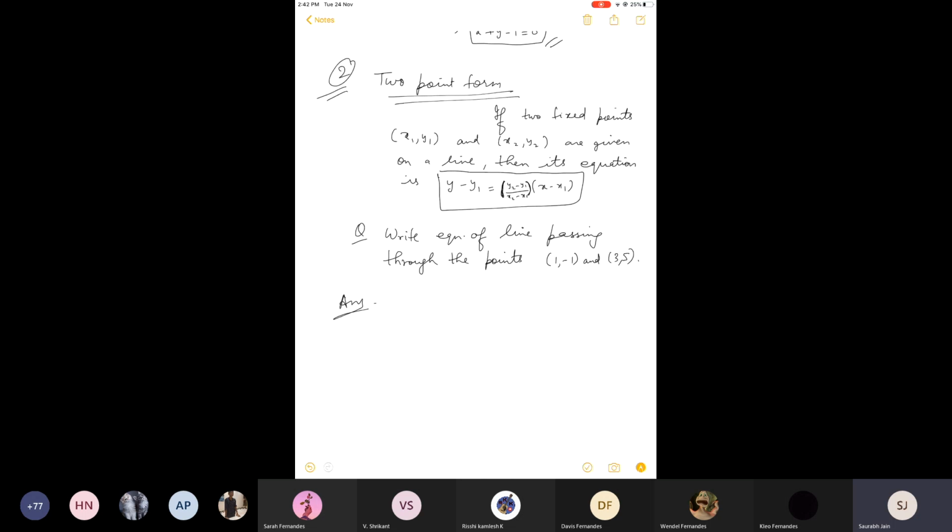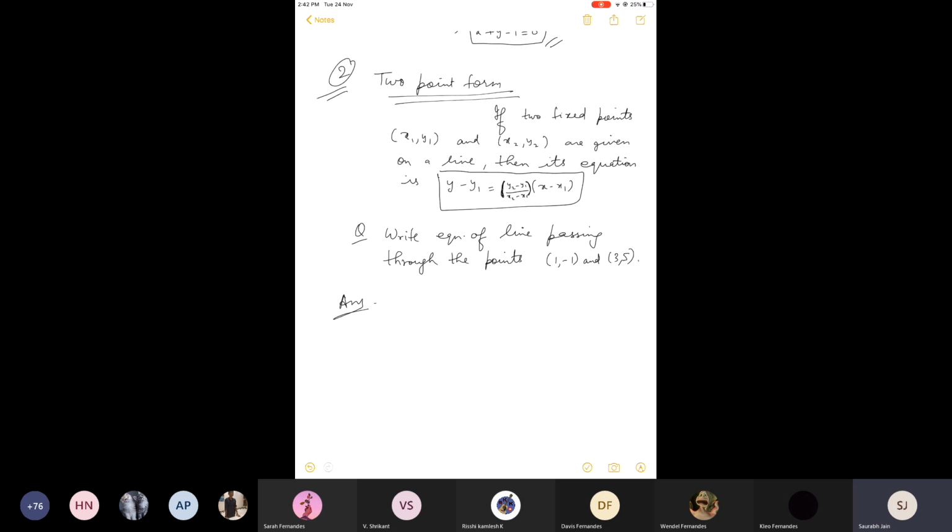Yes, what is the answer? So 3x minus y minus 4 equal to 0. Yes, correct.